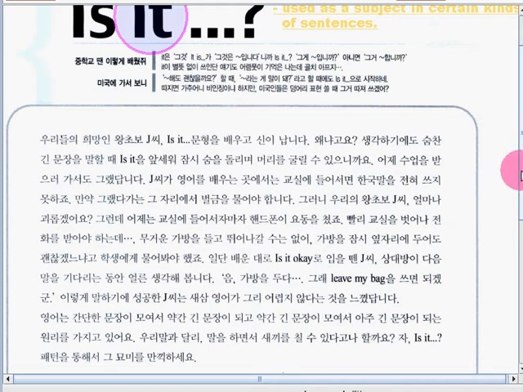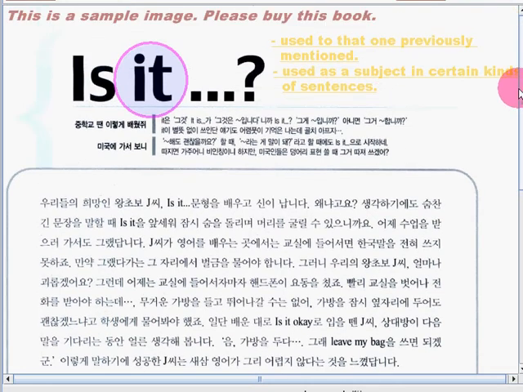Now, let's discuss our pattern. Our pattern for today is the pattern "Is it." Again, is it? So now, how do we use or when do we use the pronoun "it"? Okay, so when we use it, it is used to refer to that one previously mentioned. So that means you are talking about something and you will mention it again. So you will pertain to that with the word "it."